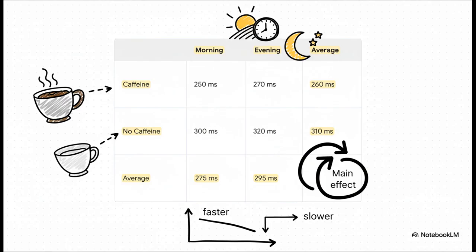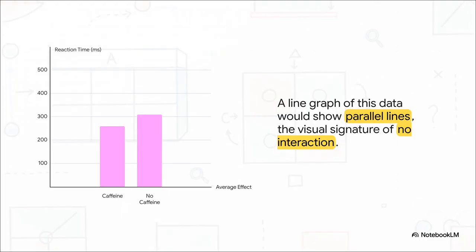So for caffeine, if you look at the average reaction time, it's 260 milliseconds versus 310 without it. So there it is, a main effect. On average, caffeine helps. And we can do the same for time of day. On average, people are faster in the morning. And here's where it gets cool. If we plot this data out on a line graph, you see a really clear visual pattern emerge. The lines are parallel. This is the visual signature that tells you there's no complex story here. It's just two simple effects happening at the same time.